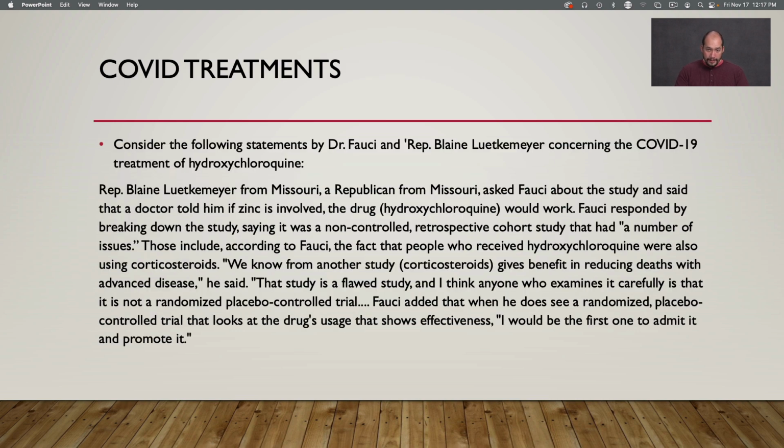Okay, here's an example, and take a minute to read this over, made by Dr. Fauci and in discussion with Representative Elaine Kutemeyer concerning the treatment of hydroxychloroquine.